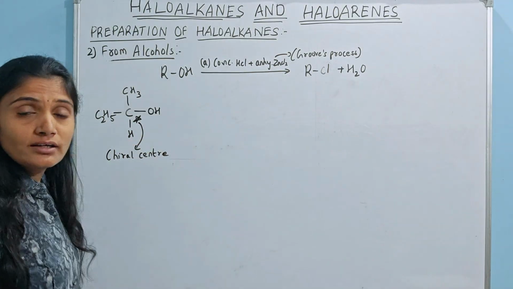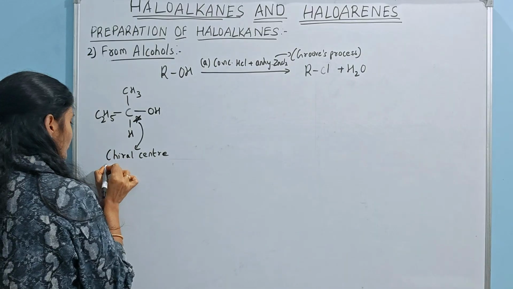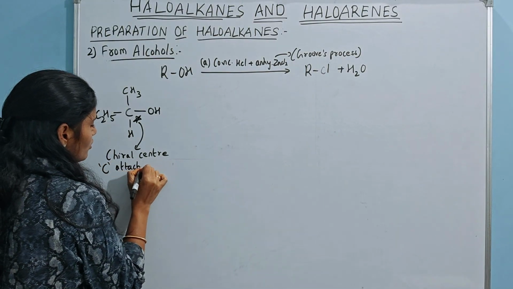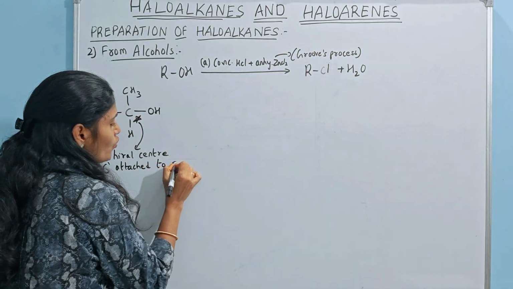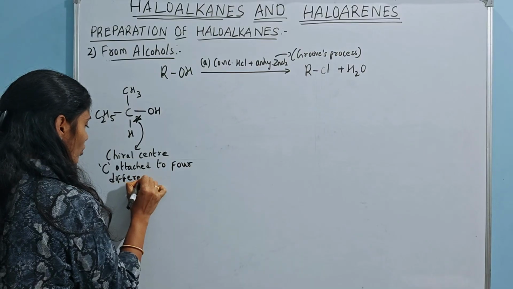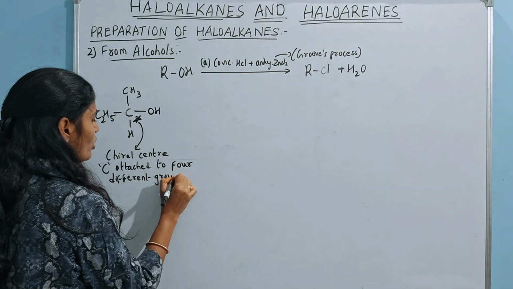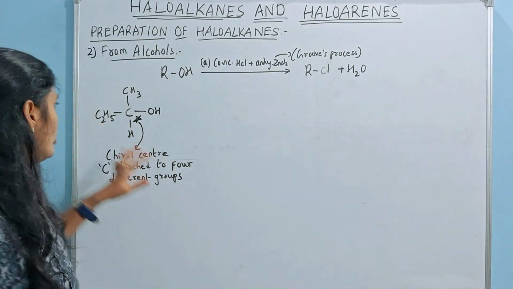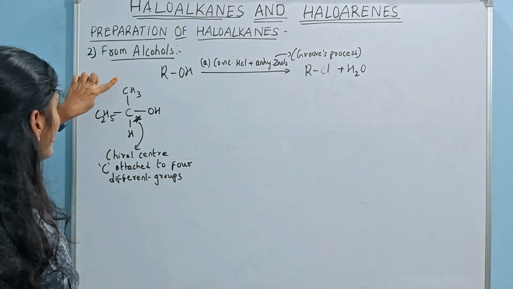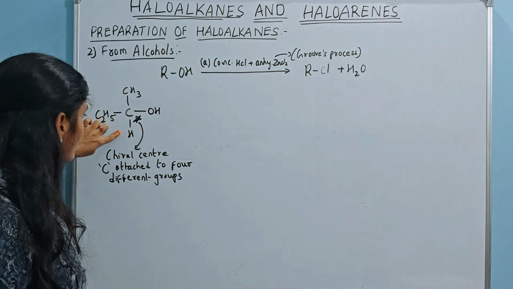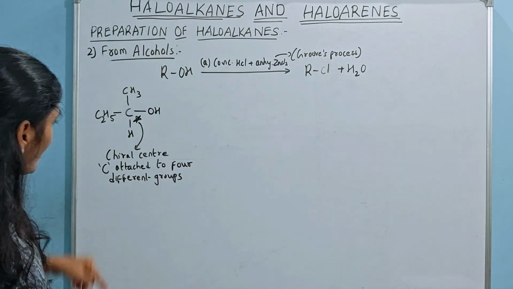What is a chiral center? I'll give a quick recap. A carbon attached to 4 different groups, then I call it a chiral carbon. Now if you see here, the carbon is attached to 4 different groups. One side it is attached to an ethyl group, the other side to a methyl group, then one side with an OH group, and the other group is hydrogen. Now this is a chiral center.